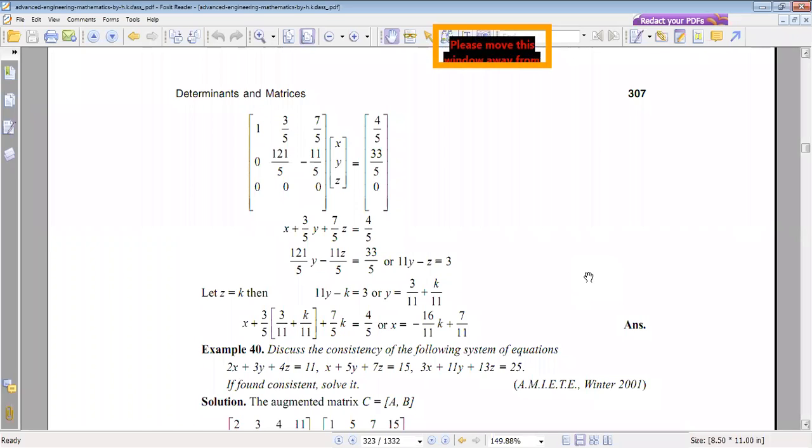And what is the third one? If the rank of the matrix is equal to the rank of the augmented matrix, but it is less than the number of unknowns, then the system has an infinite number of solutions. Clear?